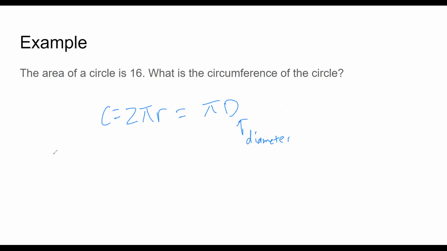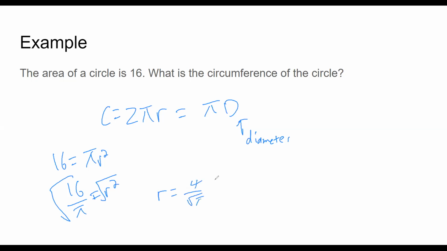So we know area is pi r squared, right? Yeah. So that's the equation. Using this information, we can solve for the radius. So we divide by pi, and then we take a square root of both sides. Then we get R is equal to 4 over root pi. And then after you have this, you can plug it into the circumference equation. Does that make sense? Yeah, that does.